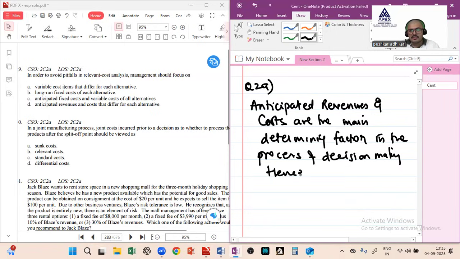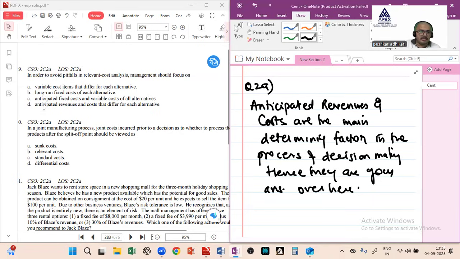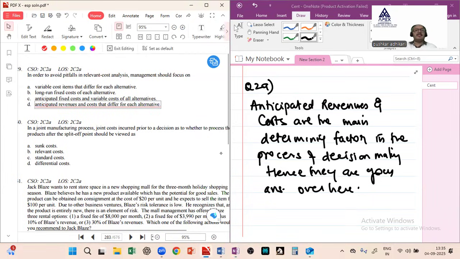Hence, they are your answer over here. Right? Other arguments also can be entertained. But what is the most healthy argument? What is the most logical argument to make over here? That anticipated revenues will be there and the costs will have to be checked for every alternative.